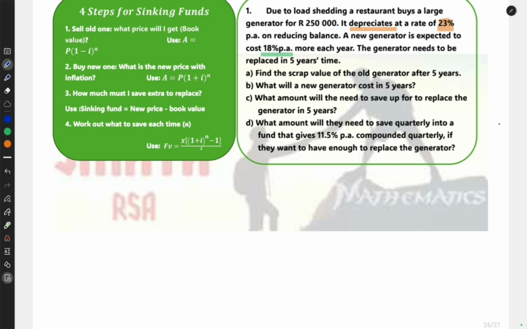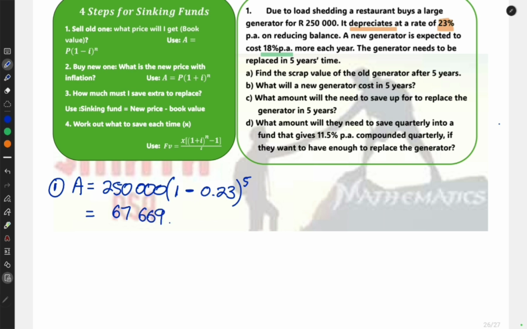With all of these values, my starting amount is the 250,000. I know my time frame is 5 years. I just need to choose the correct interest rate. So for step one, in this case, A is going to be equal to 250,000(1 minus 0.23)^5. It's not compounded monthly or quarterly or anything like that, so I'm not dividing by anything and I'm not multiplying the months by anything. So I can just type that in the calculator and see that this generator is only going to be worth 67,669.60 Rand after 5 years.